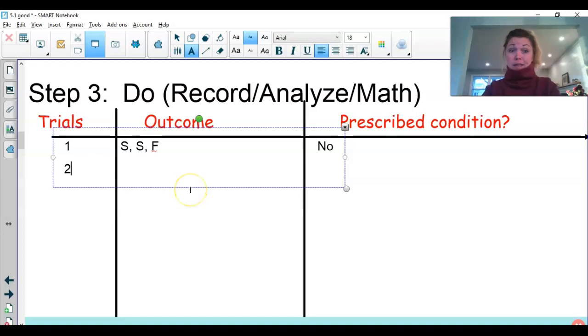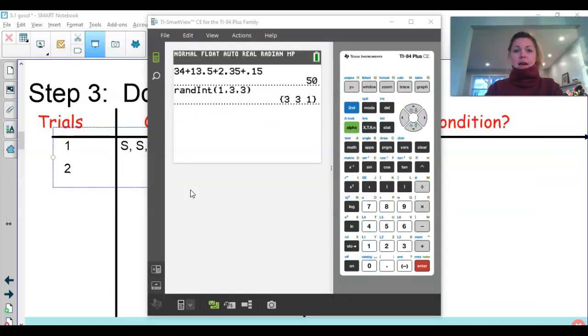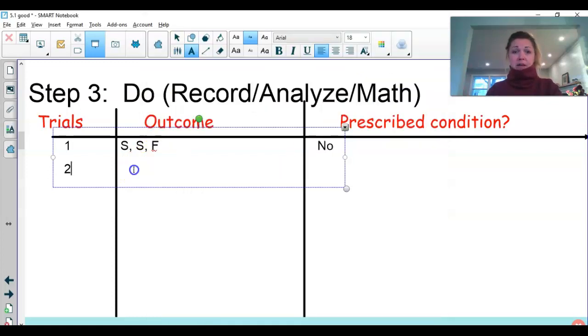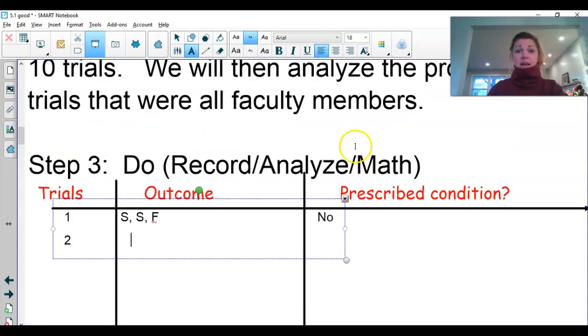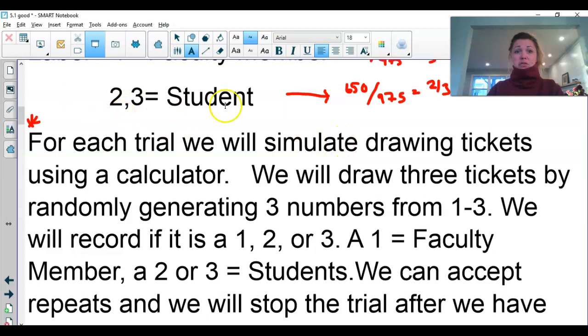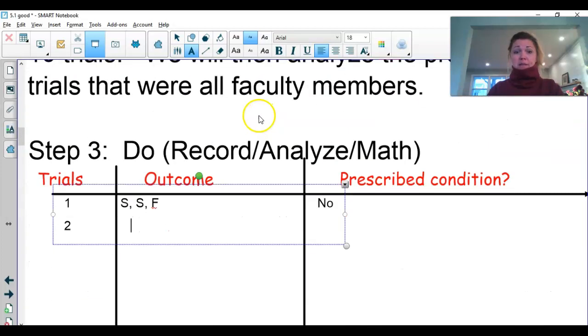So I want to do this again. I want to do another trial. Oh, sorry, guys. If I just hit enter now, or no, whoops, I'm not on my calculator, sorry. It will do it again for me, okay? I just have to hit enter. I don't need to retype it every single time. 2, 2, 3, okay? So that was actually 2, 2, 3, right? If we look up here, 2, 2, 3, well, that's all 3 students, okay?